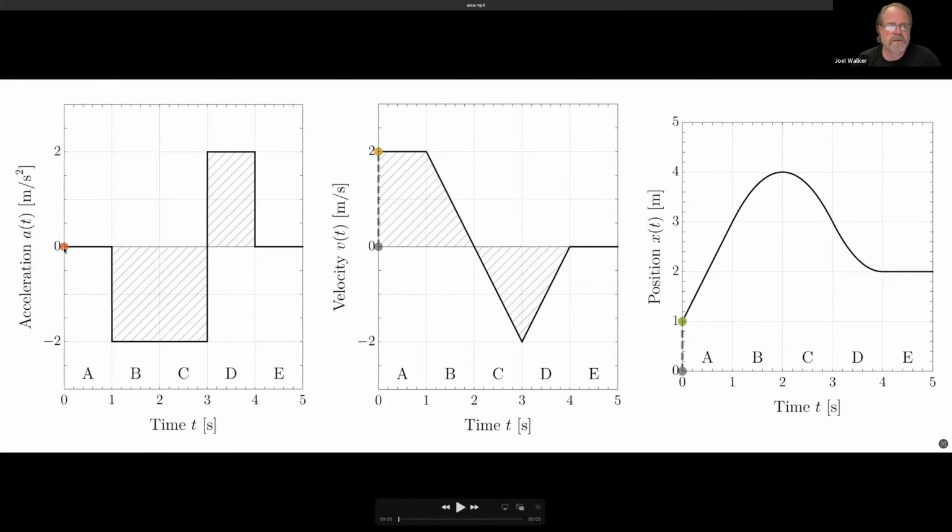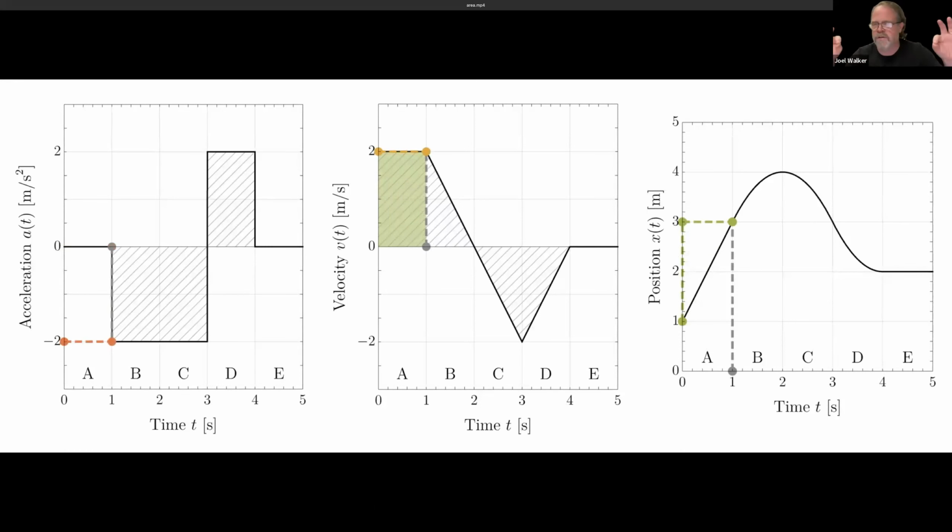Now, in this first interval here, what are we doing? As we go on the acceleration plot, interval A, from time 0 to time 1, the acceleration is 0. If the acceleration is 0, then there's no area accumulated between the function value and the 0 line. We're right on the 0 line. There's no area. There's no corresponding change in velocity. Another way to say that is, if the acceleration is 0, we expect the velocity to just stay fixed.